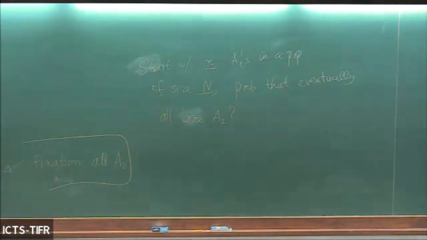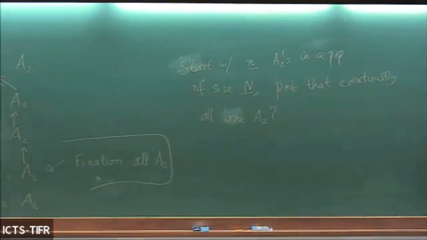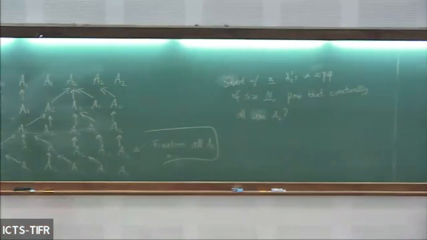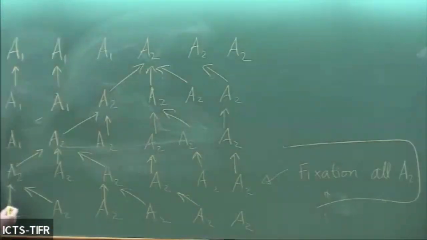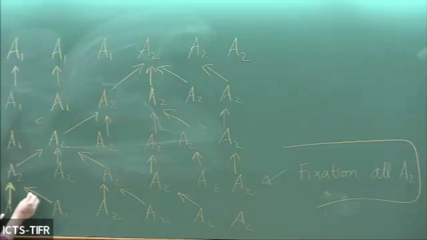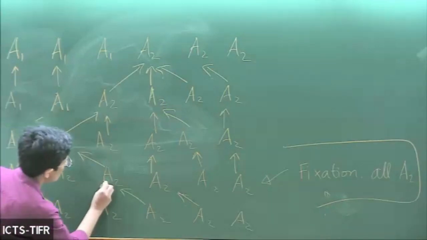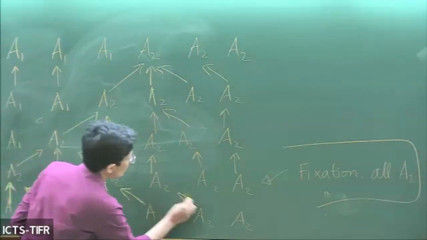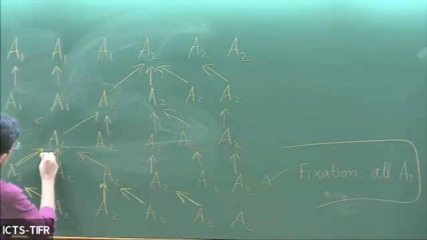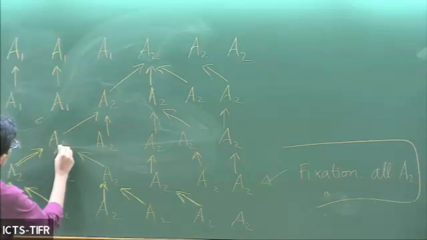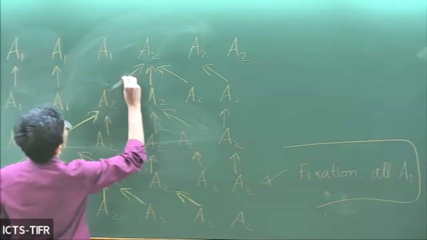Then you can do some calculation and so on, but we will not do that. There's a simple way of seeing this, and that is to track the genealogy back. So what you have here is all A2s. Let's go back in time. These are two offspring, and this is the parent. Here, these are the yellow, and so on. So I will draw this one, and this one, and this.